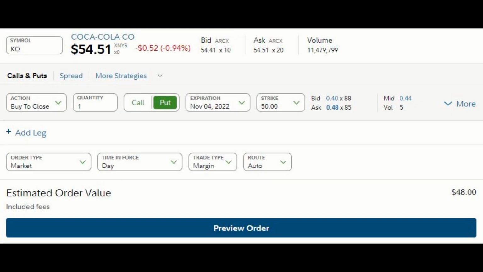And I'll show you that here on Fidelity. So here's the setup, right? We sold to open this originally. Now we're going to buy to close and get out of our contract. So the quantity is one, put, same expiration, same strike price, and you can see the bid and ask there. So the midpoint's about $44, so that's what I used. So if we wanted to get out of this right now, it would cost us $44.